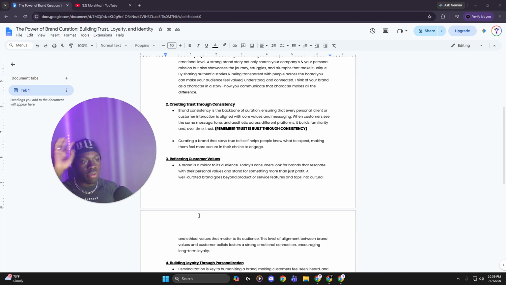And number 3 is going to be reflecting customers' values, okay? A brand is a mirror of its audience. If you seek to speak to SaaS owners, if you seek to speak to other coaches, consultants, agencies, etc., you need to understand their values. What is important to them? I'll give you a great example.